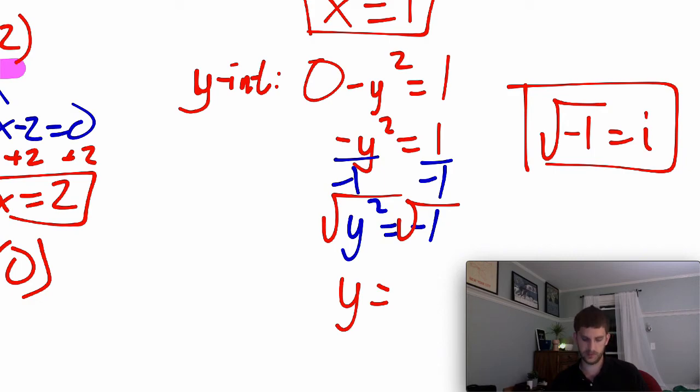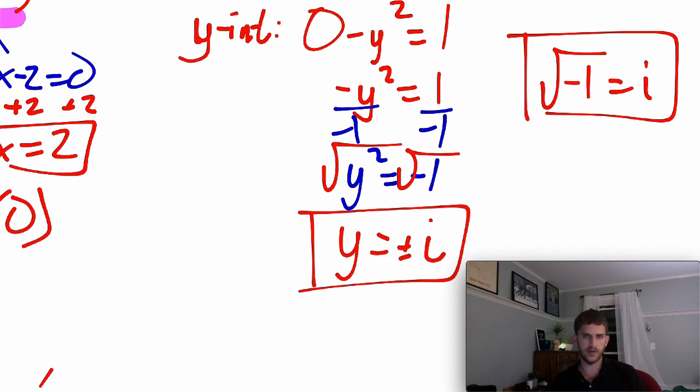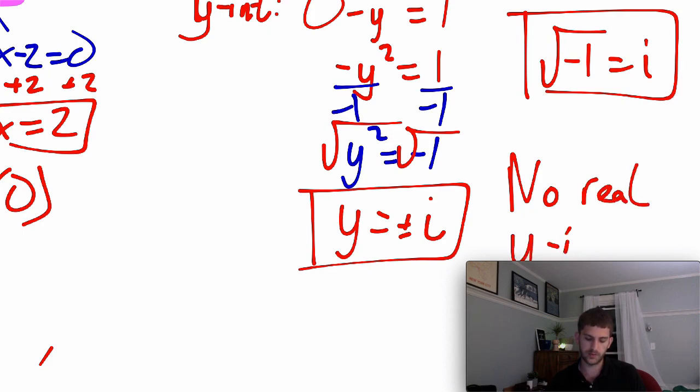Because we put the square root in there, we have y equals plus or minus i. So what does that mean? What does i stand for? It's an imaginary number. So it's imaginary, so it's not real. So it's not going to show up on our graph. So we're going to say it has no real y-intercepts.